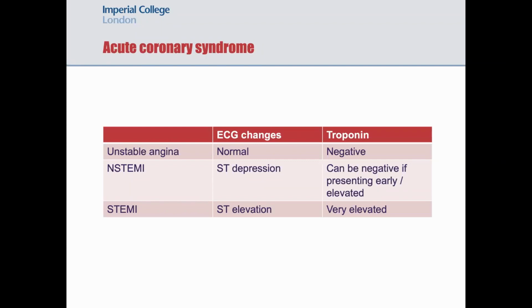To differentiate the three, you do an ECG and troponin for anyone who comes into hospital with chest pain. In unstable angina, the ECG can still be normal and the troponin is negative, so not elevated. Non-STEMI and STEMI tell you what you're going to see on the ECG. Troponin-wise, STEMI is very elevated, and non-STEMI can be negative if you present early, but if you leave it later on, it will become elevated. So that's acute coronary syndrome.